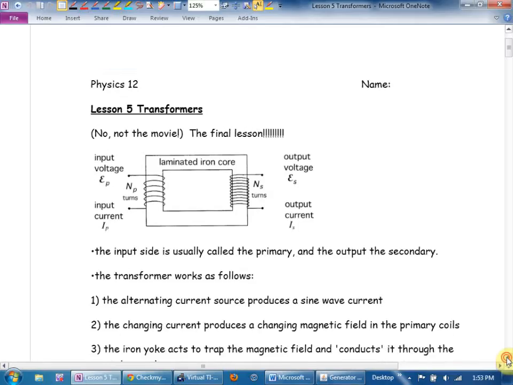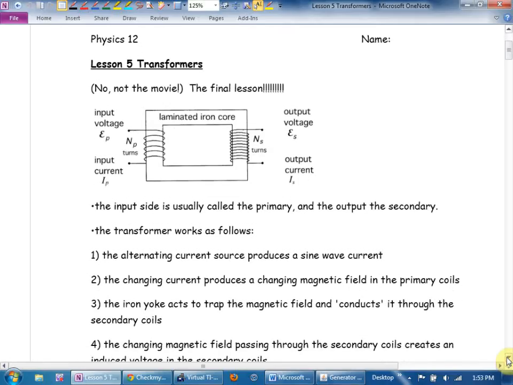So what's a transformer? Well, first of all, if you look at the telephone poles, have you seen those big barrel-shaped things on the telephone pole? Those are transformers. Or in some subdivisions, it's the big metal box that's on the ground that you can sometimes hear humming. That's a transformer.